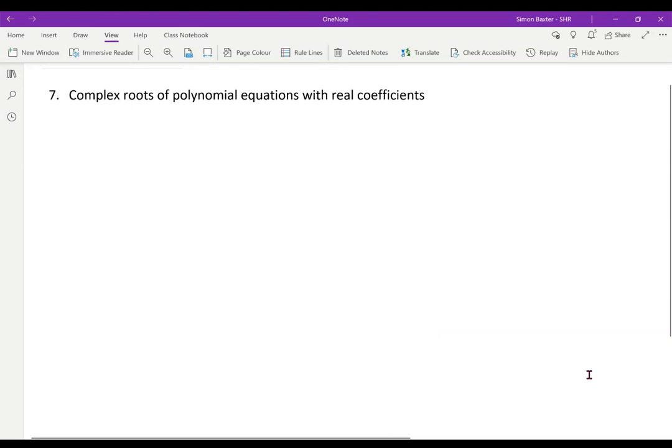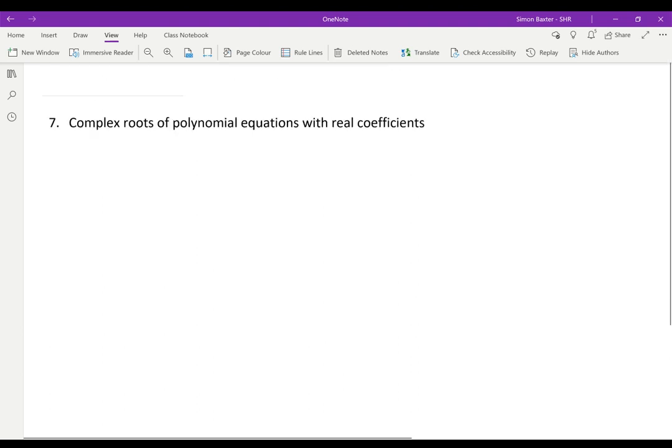In this video, I want to look at the complex roots of polynomial equations with real coefficients. A polynomial equation is something like 3x cubed minus 2x squared plus 7x plus 1 is 0. In other words, all the powers of x are positive whole numbers or 0. We saw in an earlier video that if we have a quadratic equation with no real roots, the two complex roots form a complex conjugate pair. Just to remind you of that with an example.